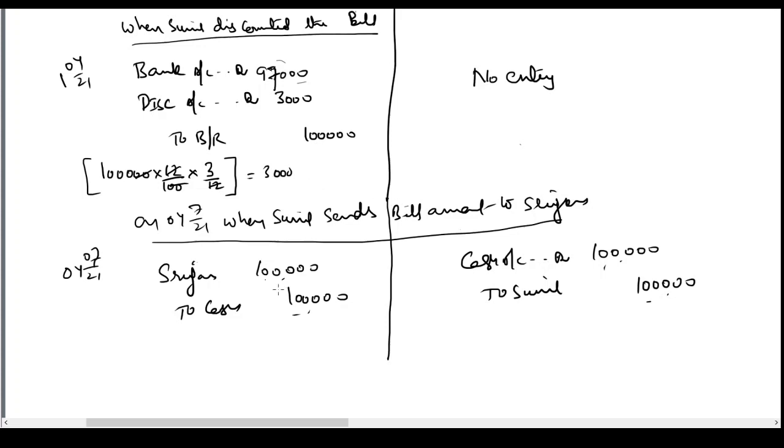So he will send 1 lakh rupees cash to Srujan. Sunil will send 1 lakh rupees cash to Srujan. So in the books of Sunil, the entry would be Srujan account debit to cash. In the books of Srujan, the entry would be cash account debit to Sunil.